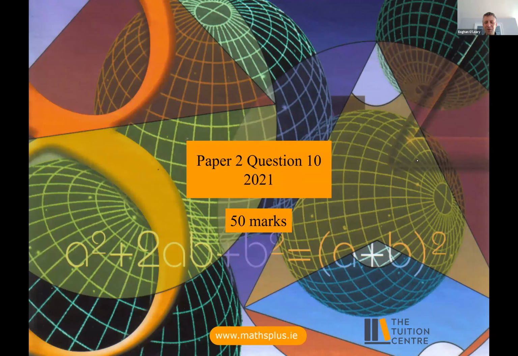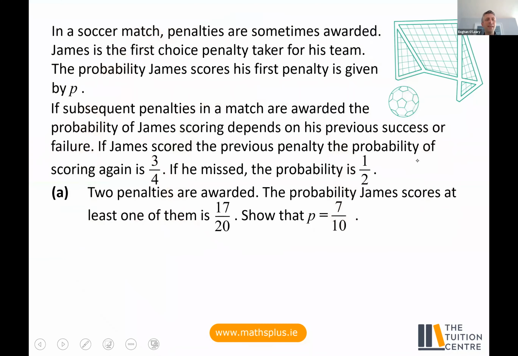And here we are in the final question of paper 2. It is another probability question. In a soccer match, penalties are sometimes awarded. James is the first choice penalty taker for his team. The probability James scores the first penalty is given by P. So the probability he scores his first penalty is P. So P is some number.